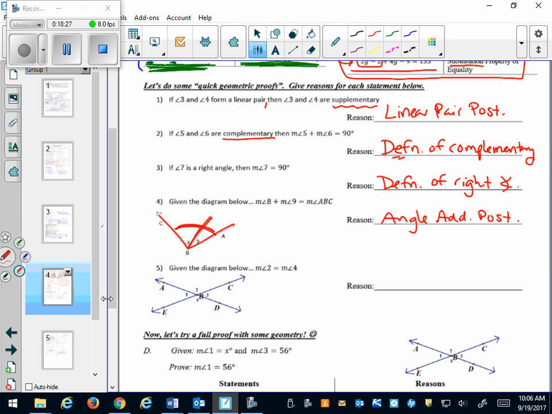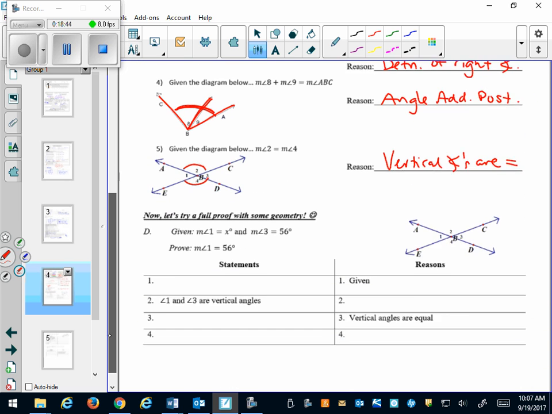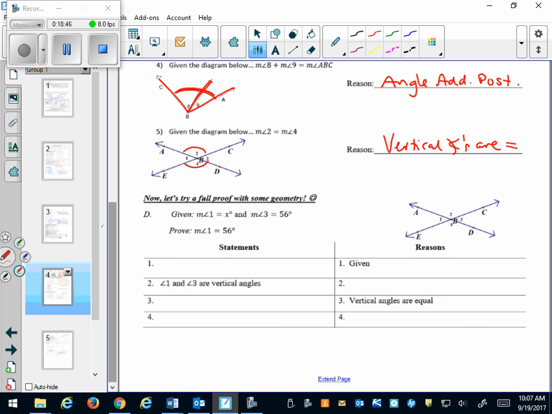Given the diagram below, measure of angle 2 equals the measure of angle 4. Right now we are just stating this as vertical angles are equal. Eventually it's going to be the vertical angles theorem and it's going to say they're congruent. Right now they're just equal. So if we try a full proof using geometry, in other words, this is not just an algebraic proof, this has actual geometry statements in it.